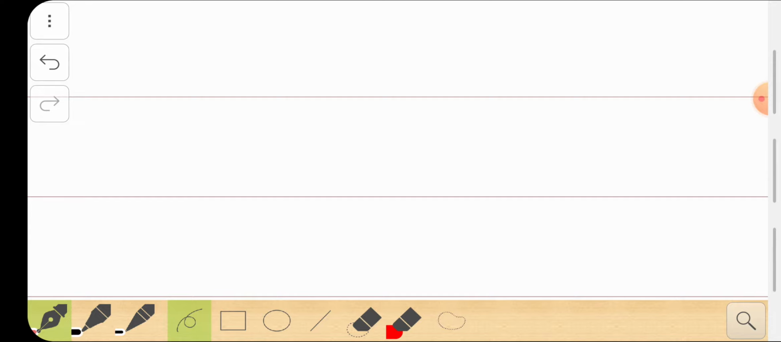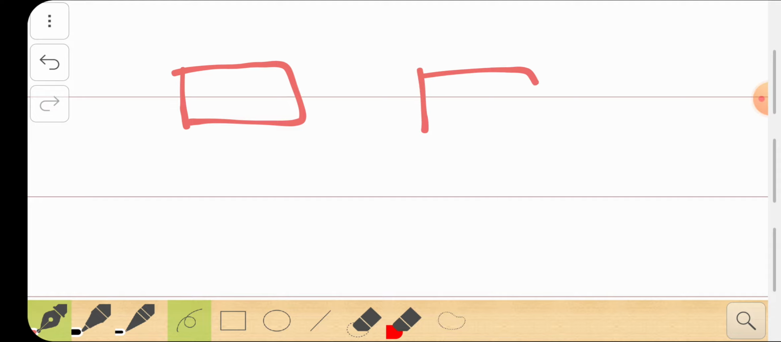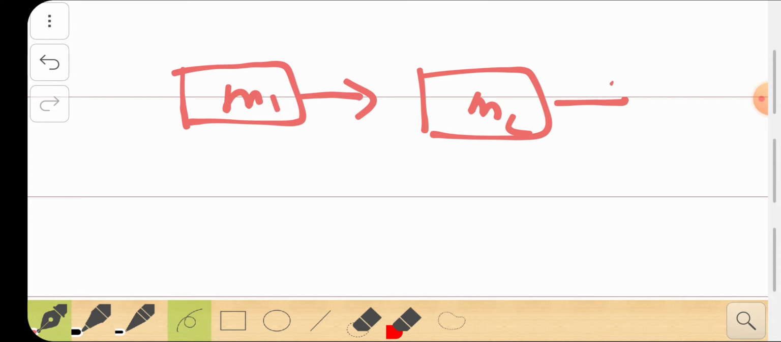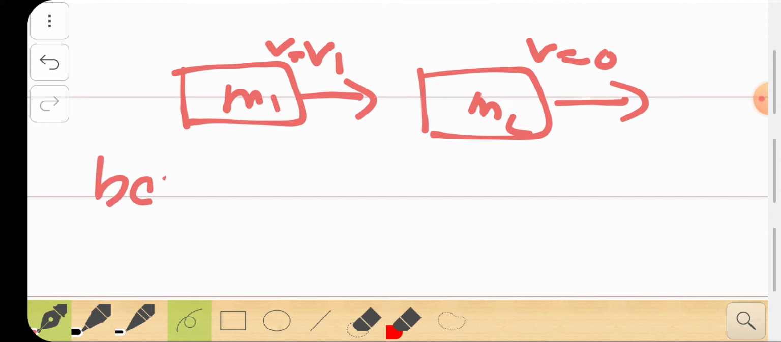You can see two bodies moving with different velocities, m1 and m2. If m1 is going to collide with m2, m1 has the velocity v1 and m2, in the initial state, in the starting stage, was at rest, so v is equal to 0. So v is equal to v1 for m1 and v is equal to 0 for m2 here. This is before collision.